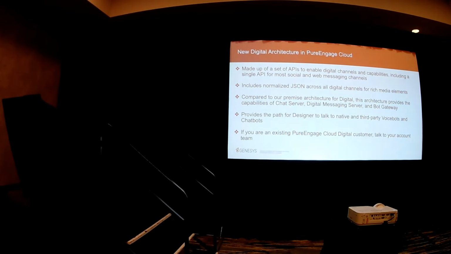So what we had been doing before is we had very similar architecture to what we had on-prem, and we moved it up in the cloud. And at this point, we took a step back and said, let's do it using the new architecture, and let's just start from scratch and build something that's all API-based, based on current web technologies. So that's what this is all about. It includes normalized JSON across the digital channels for rich media elements. You know, we're finding a lot of it's just the same between WhatsApp and Facebook Messenger, across Apple Business Chat. They're all trying to handle JSON for rich media. Let's normalize it. We make it so our developers only have to build once, and it works across channels, right? So that's our goal here for the normalized JSON across the board.